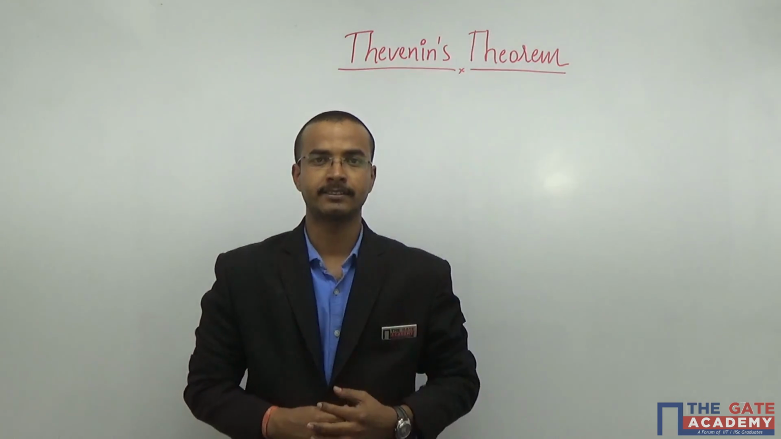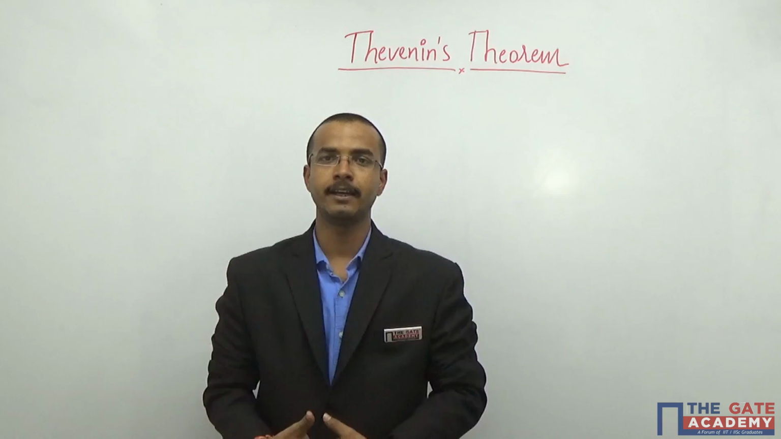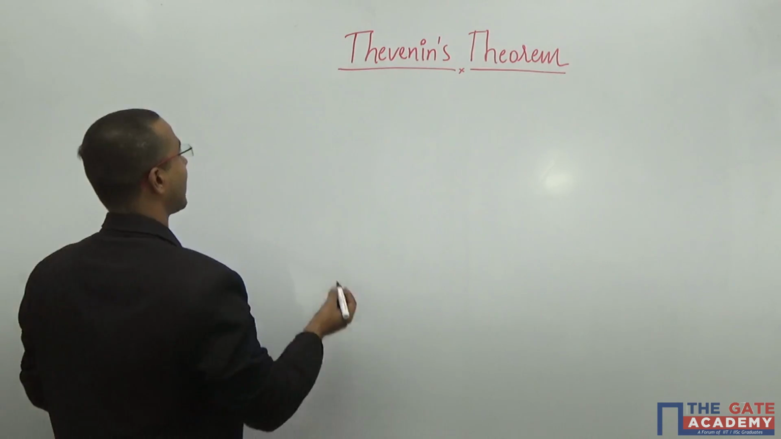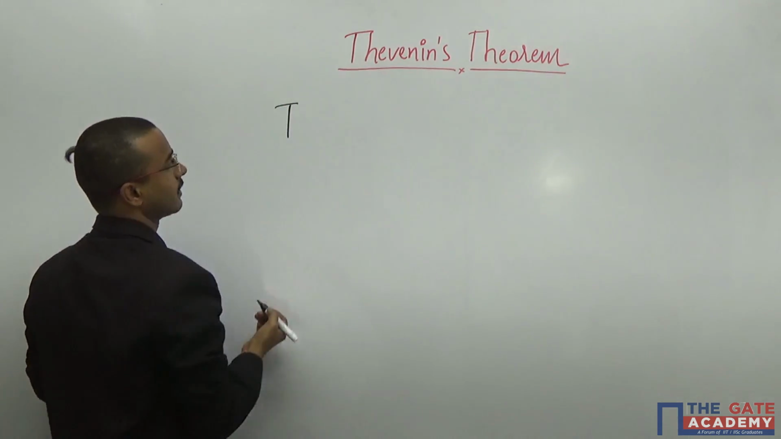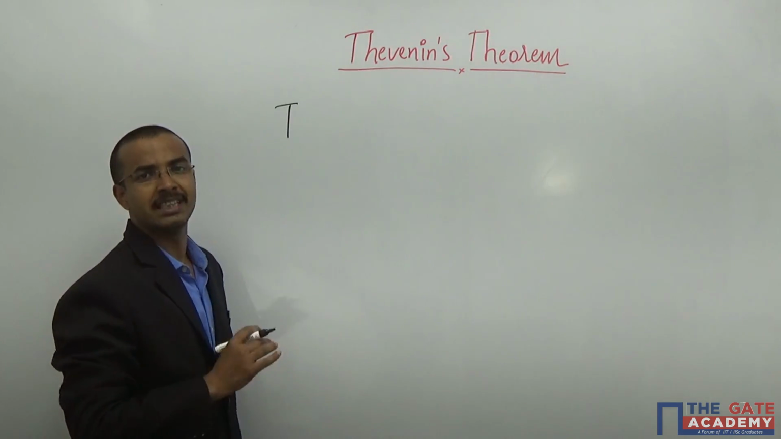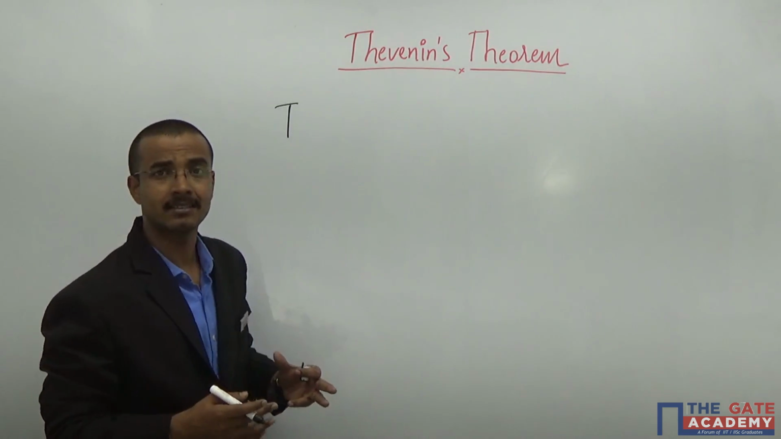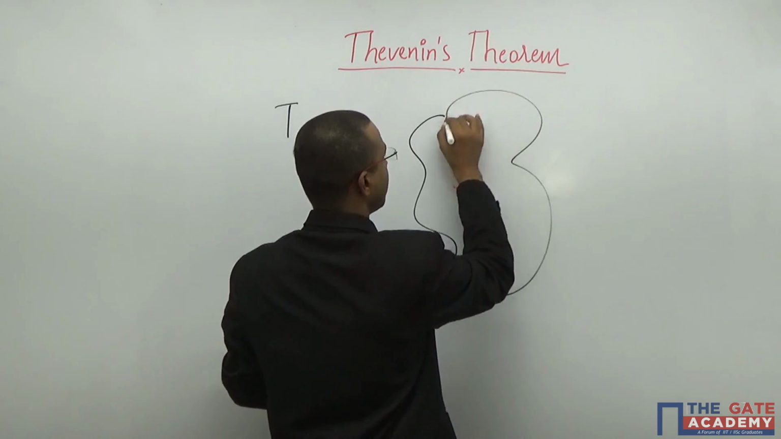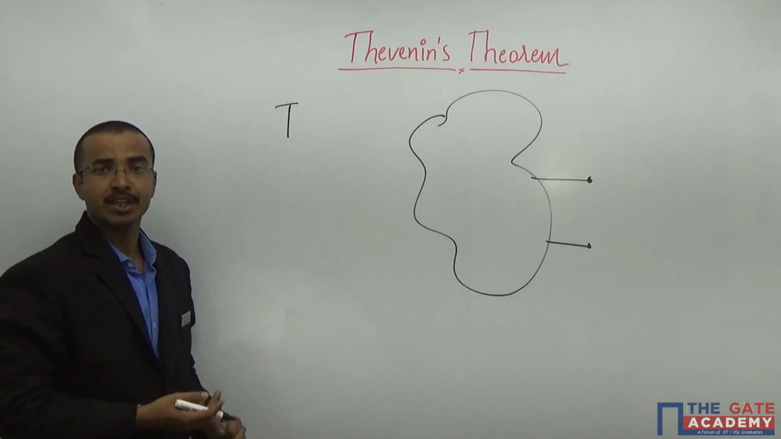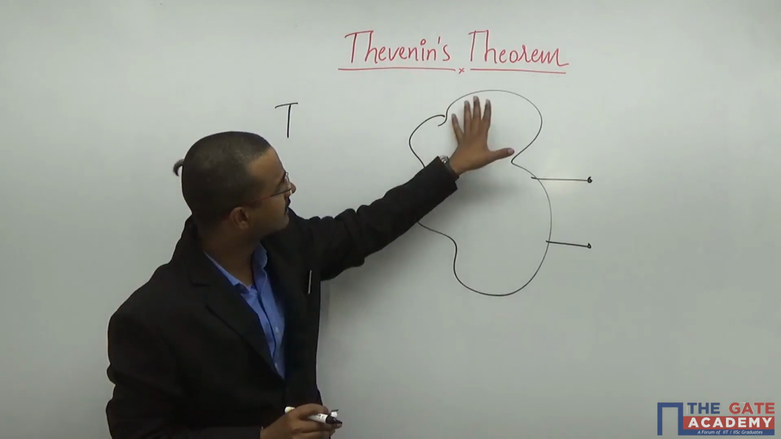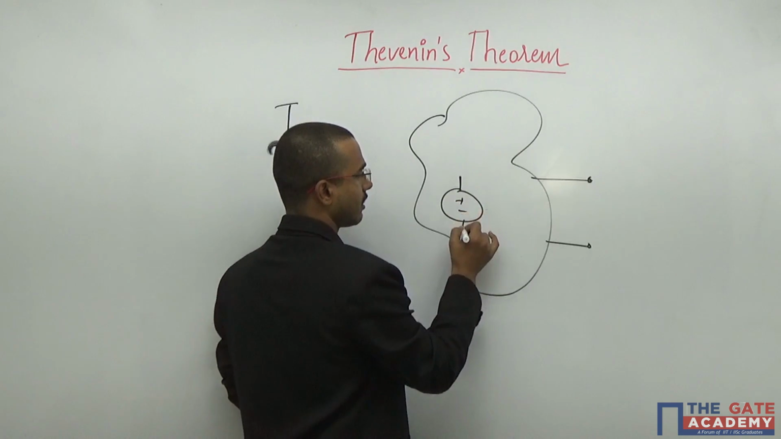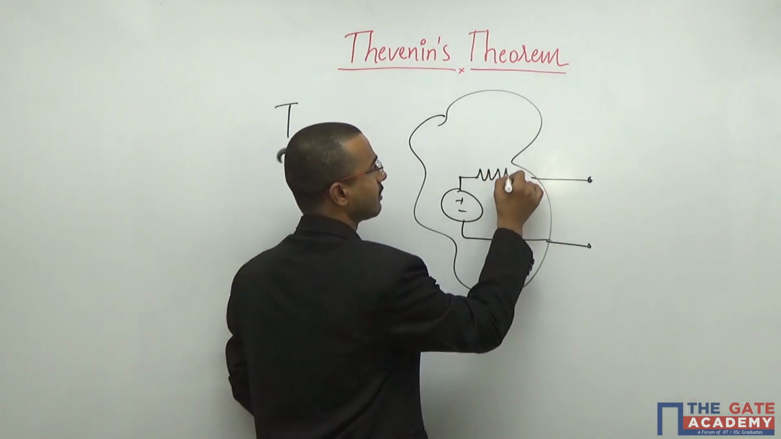Welcome to all of you in this session of network analysis. Here we will discuss today one very important topic from the GATE point of view, and that is the Thevenin theorem. What is the Thevenin theorem? The Thevenin theorem states that if you have any bigger circuit across any two open circuited terminals, then you have the freedom to replace this entire bigger circuit with one equivalent voltage in series with one equivalent resistance.